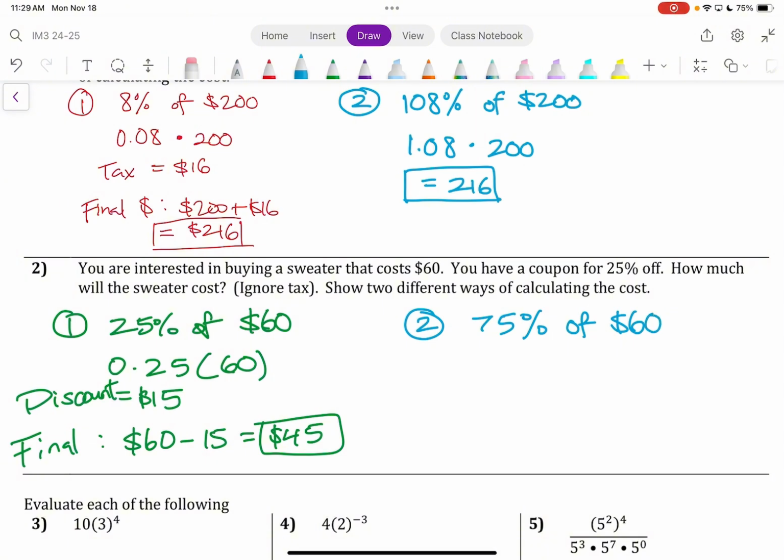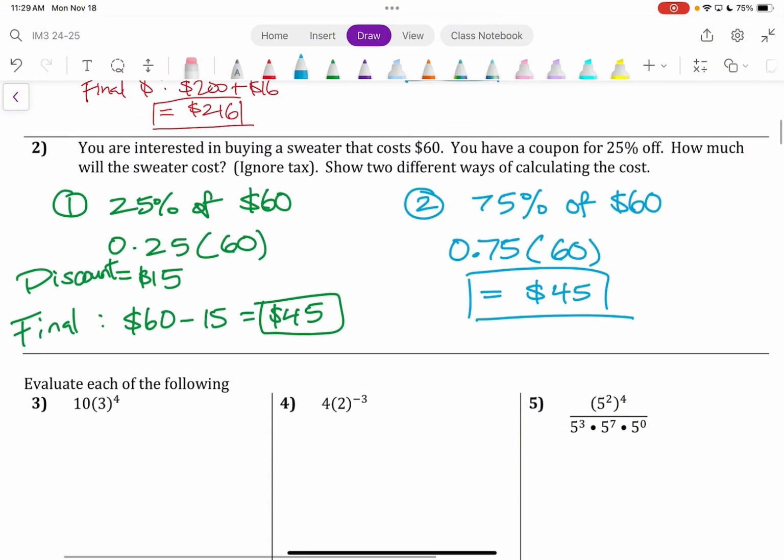Right? Once again, it's 75% because you have already factored in that you're not paying 100% of the original value. You have that 25% that you're taking out. So then we convert this to 0.75 times 60, and in a single step, we get our solution of $45. So 75% or 0.75 times 60 is equal to 45. Okay? All right, so these are the two different methods, the two different ways of finding the final solution.